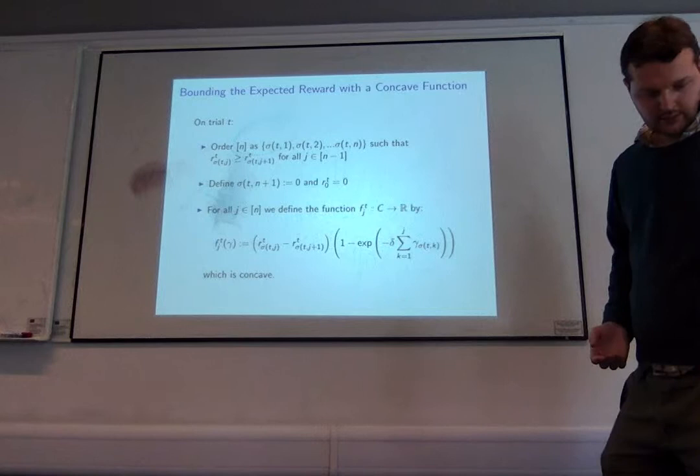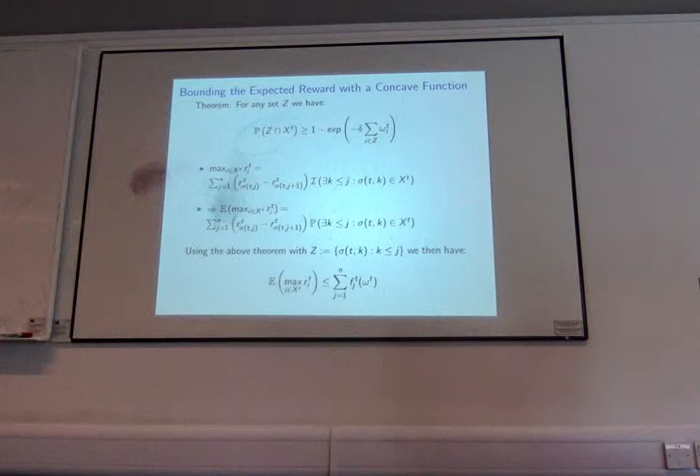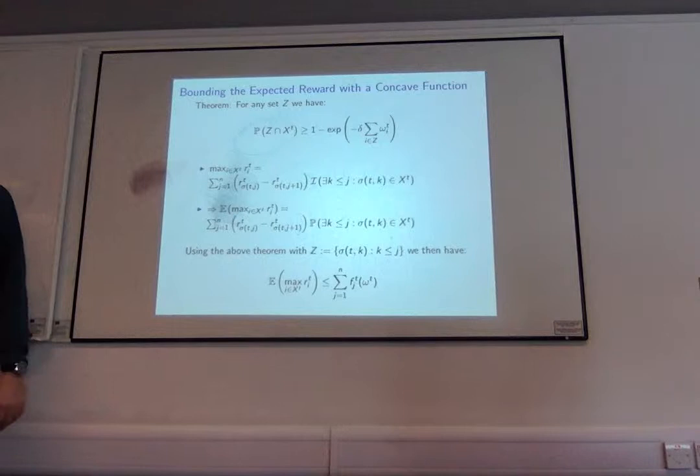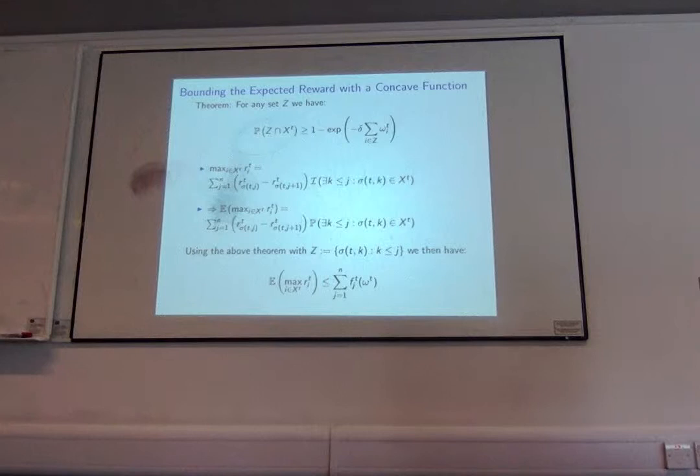Okay. Now we're going to bound for reward. We're going to carry on bounding the expected reward with a concave function. So this was one of our properties that came from the service placing algorithm. It's one of the properties I gave before. Okay, so this is what we want to bound. The reward. We want to bound the reward.